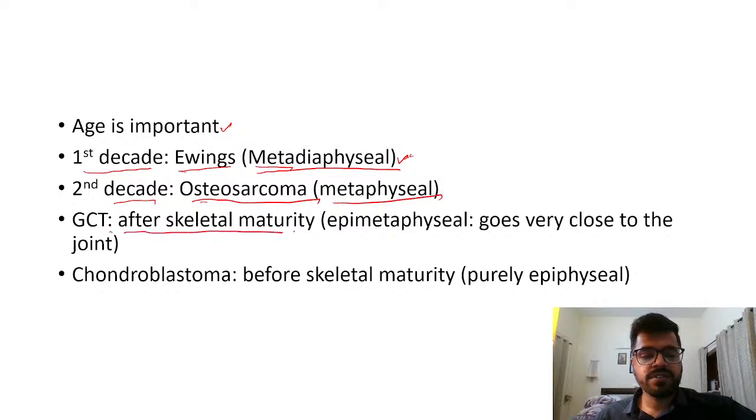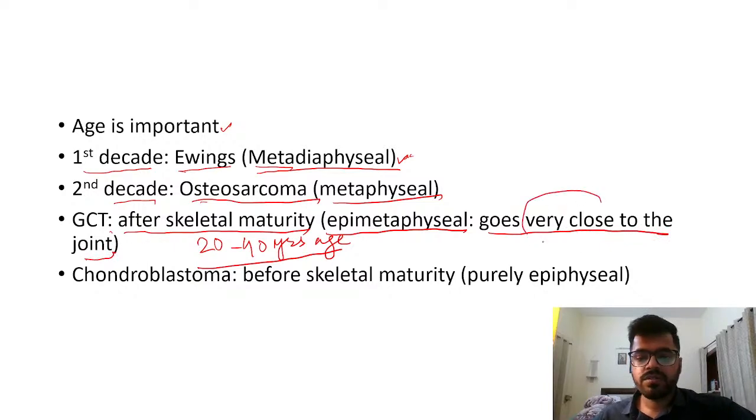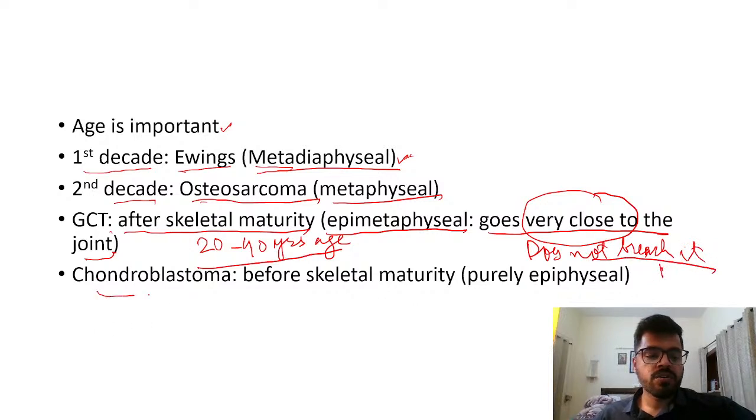GCT occurs usually after skeletal maturity, normally 20 to 40 years of age, and it is epimetaphyseal. It grows very close to the joint, but it does not breach the joint. It goes very close to the joint, does not breach it. So intraarticular spread is not there. Chondroblastoma occurs before skeletal maturity and it is purely epiphyseal.